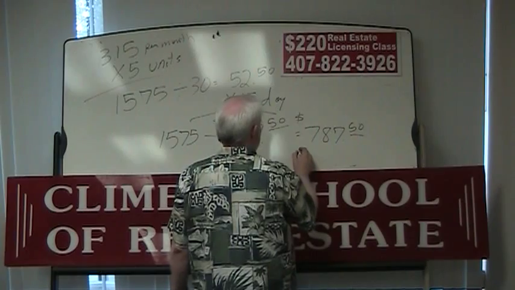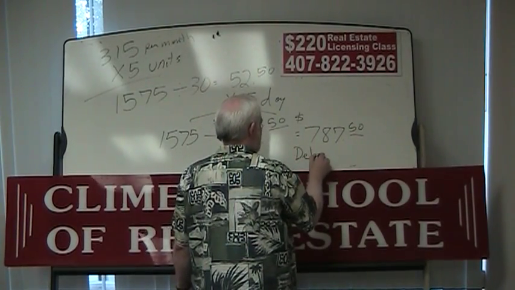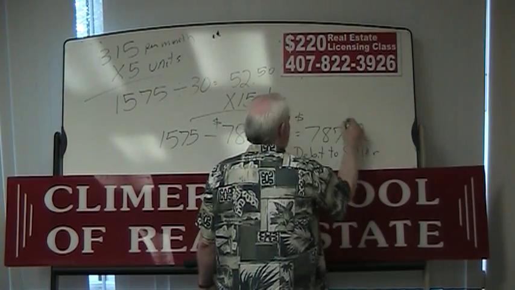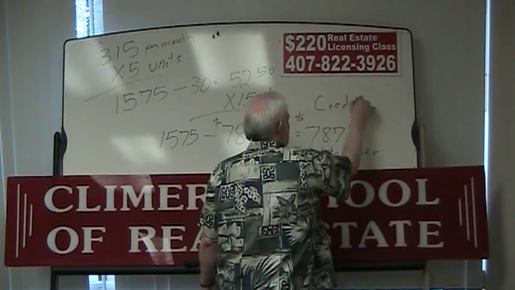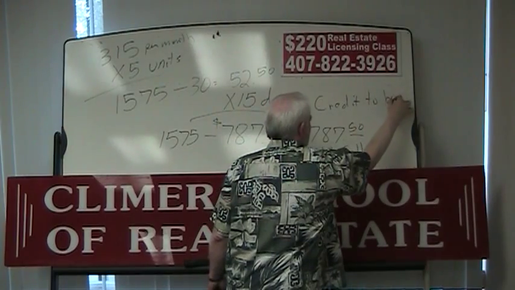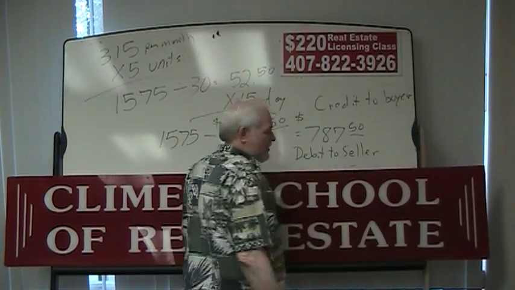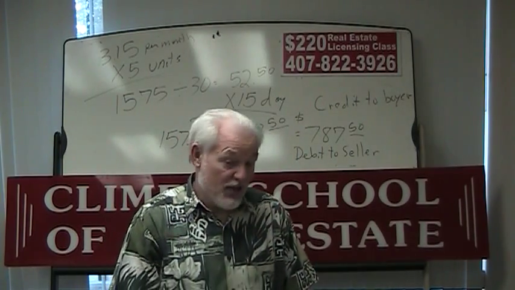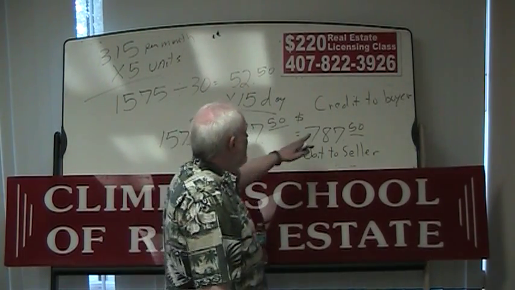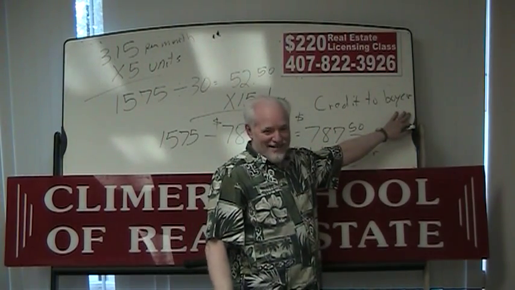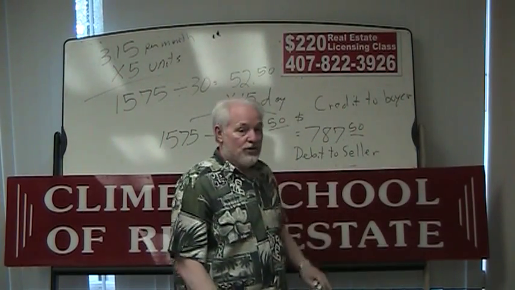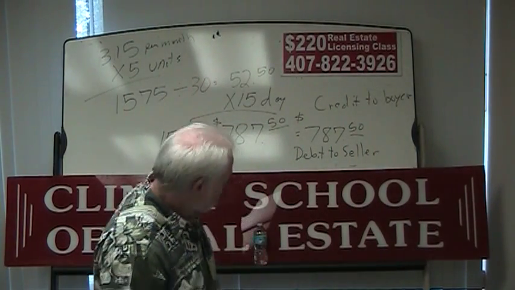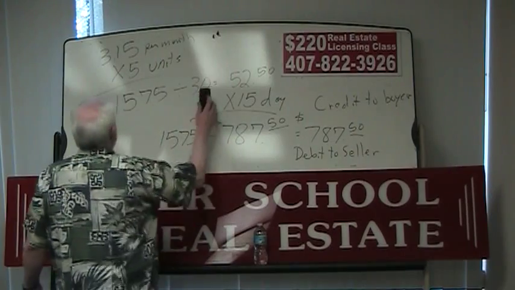Who's going to be smiling on that? Debit to the seller, credit to the buyer. Or the way it states in the book, it just says credit to the buyer. So that's a credit to the buyer, buyer smiling, debit to the seller, seller's frowning. All right, I'm erasing this.